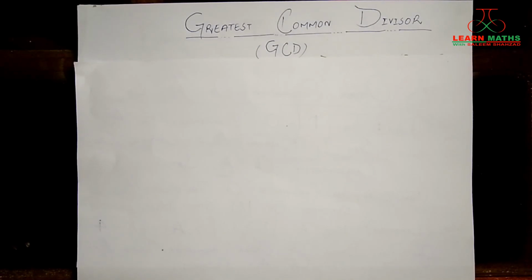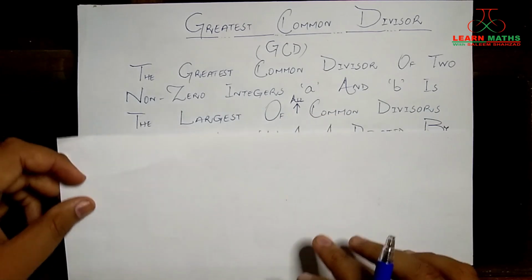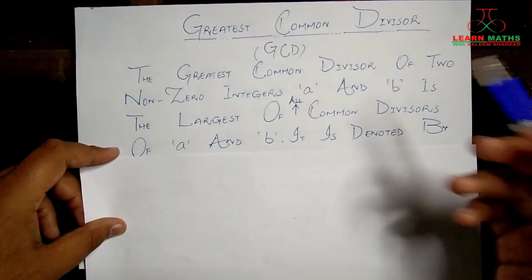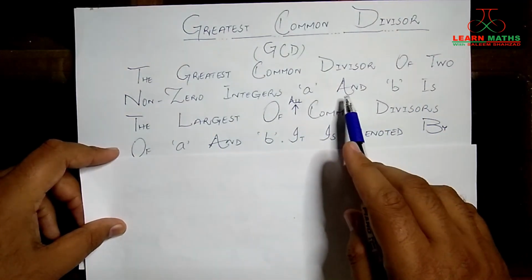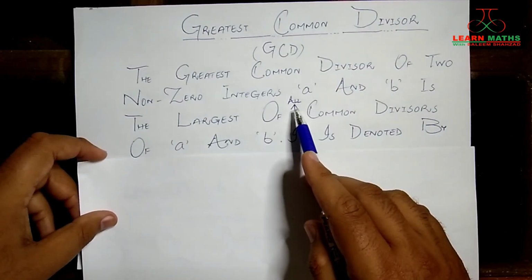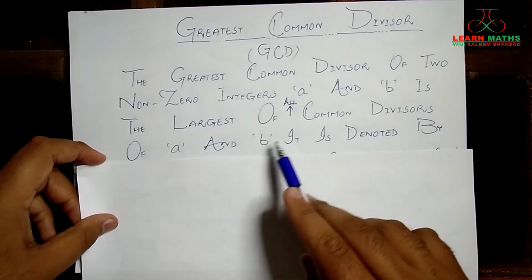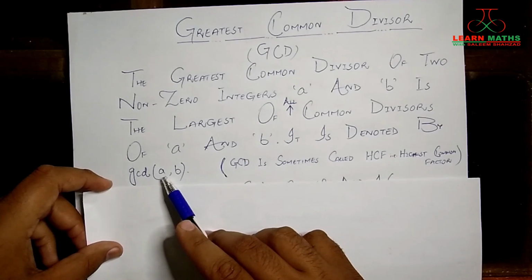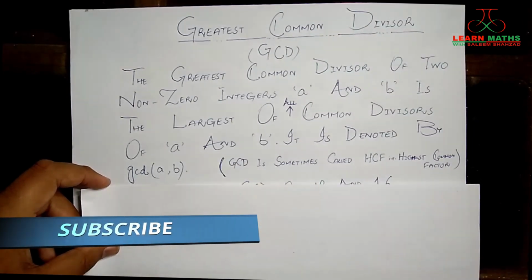And now, ladies and gentlemen, we are going to talk about the greatest common divisor. Simply we write it as GCD, or it has another name as well, the highest common factor, and we use HCF for that. So what is this? The greatest common divisor of two or more non-zero integers a and b is the largest of all common divisors of a and b. It is denoted by GCD, and then you include those two elements whose GCD you are taking.